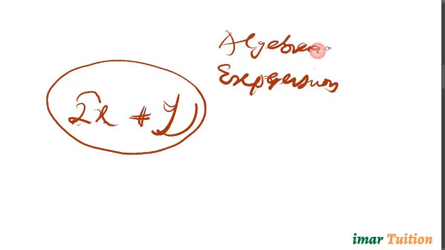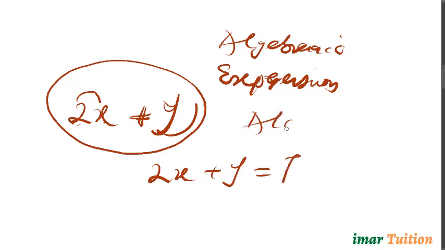Algebraic expression. But if you decide to say 2x plus y is equal to 7, this is an algebraic equation. Algebraic equation. There is an equal to sign now.